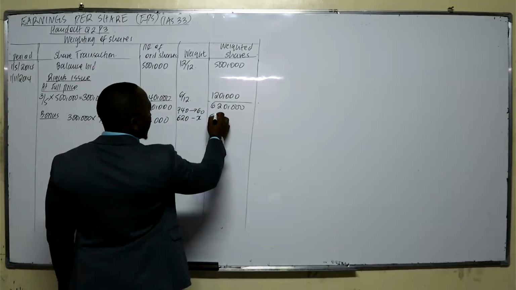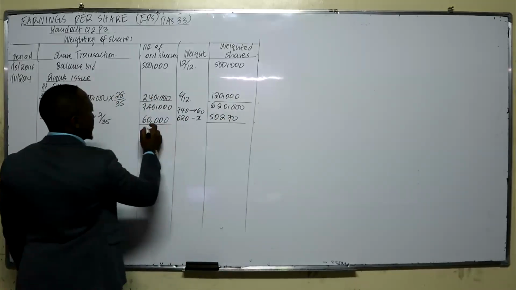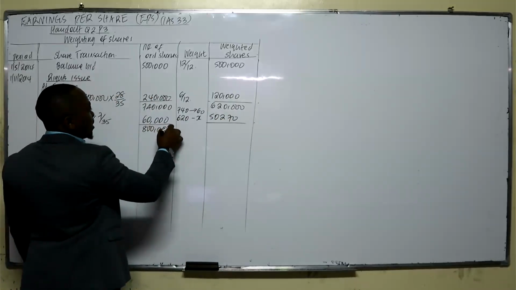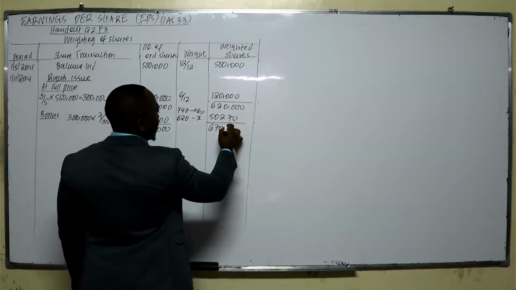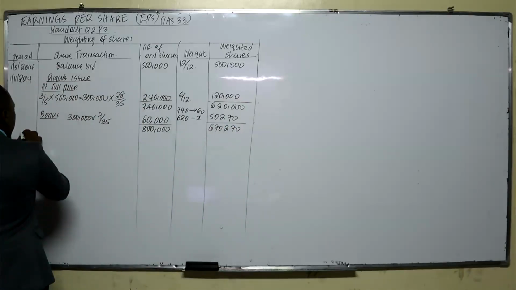You get 670,270. Then after every share transaction, you sum up 800,000 shares. This is 670,270. I think we are done waiting.